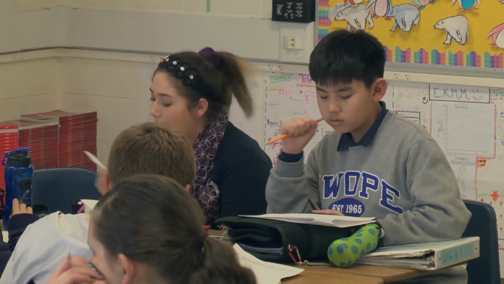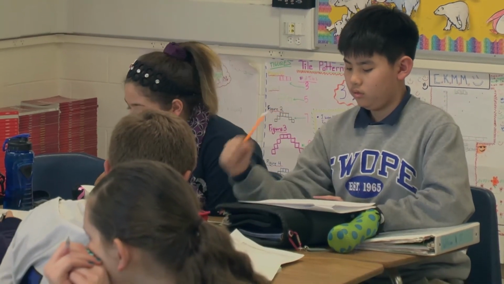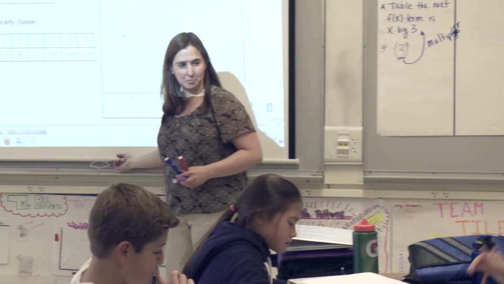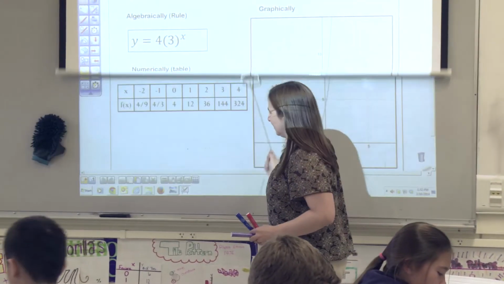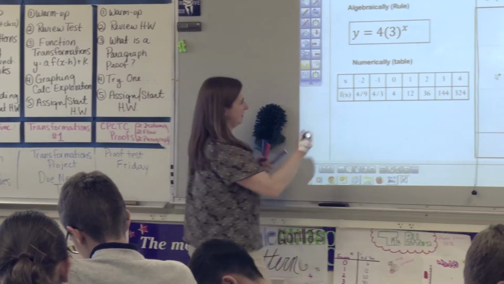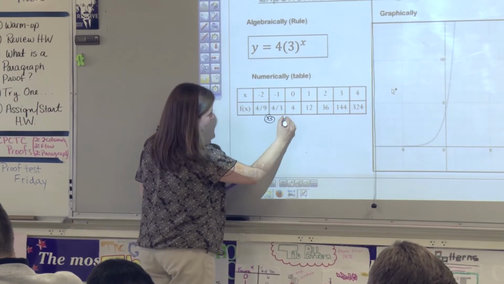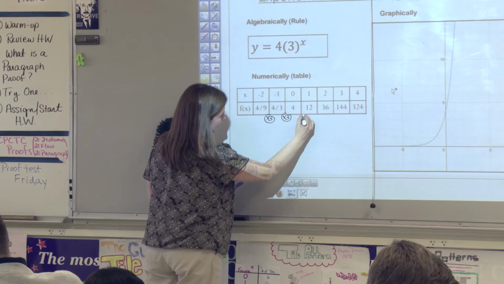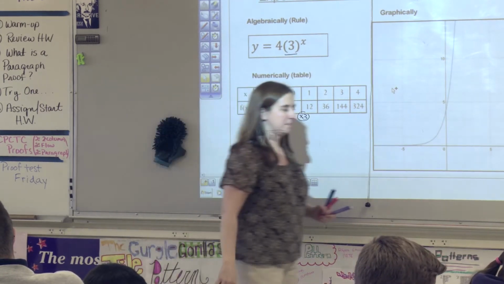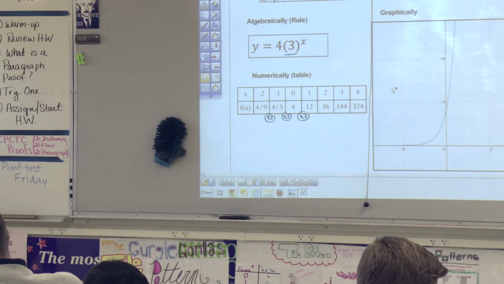Okay, I get it. And then this 3 to the x, the 3 right here, tells me what I'm multiplying by each time. So if I get my marker, this is times 3, times 3, times 3, and that relates to that 3 to the x. Okay, awesome.